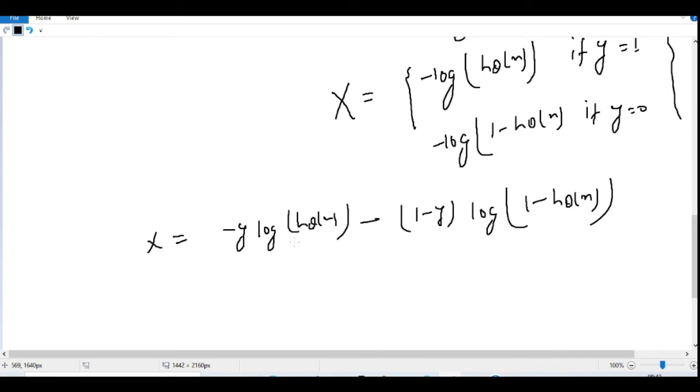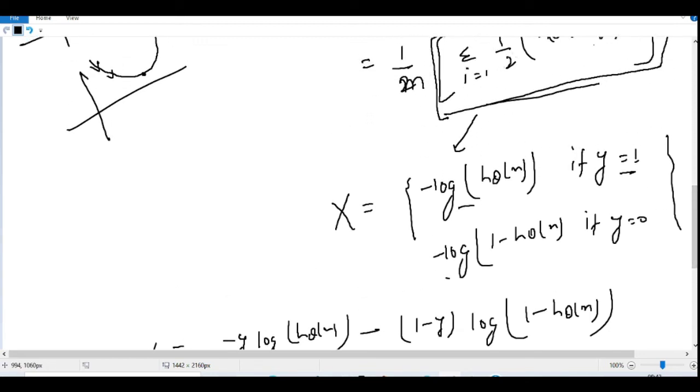If you substitute y is equal to 1 here, you'll get this. And if you substitute y is equal to 0, this term becomes 0, and the other becomes just 1 times this, which will give you this value. So together this can be written like this. Now just replace this value in this equation, that is 1 by m, instead of this.